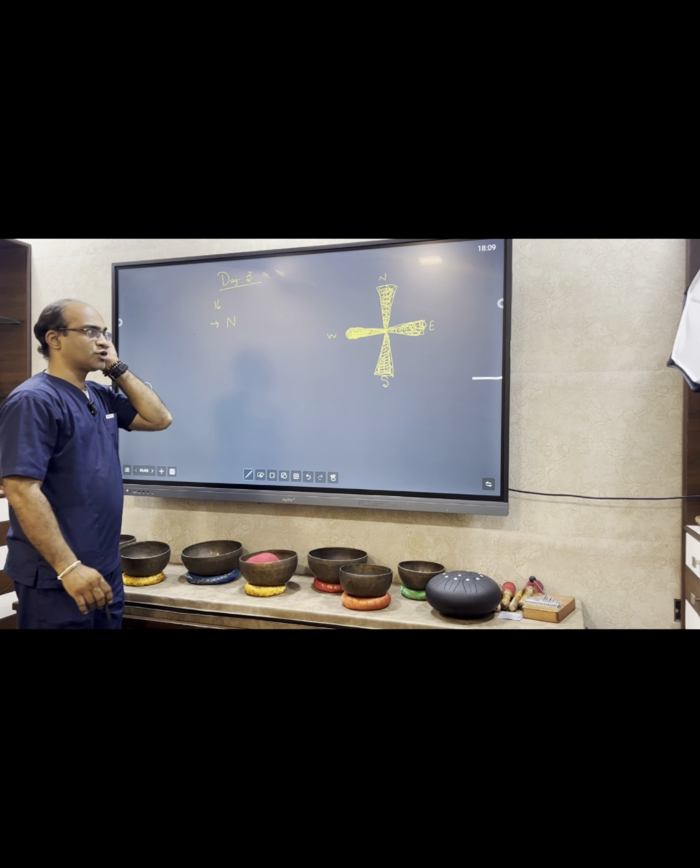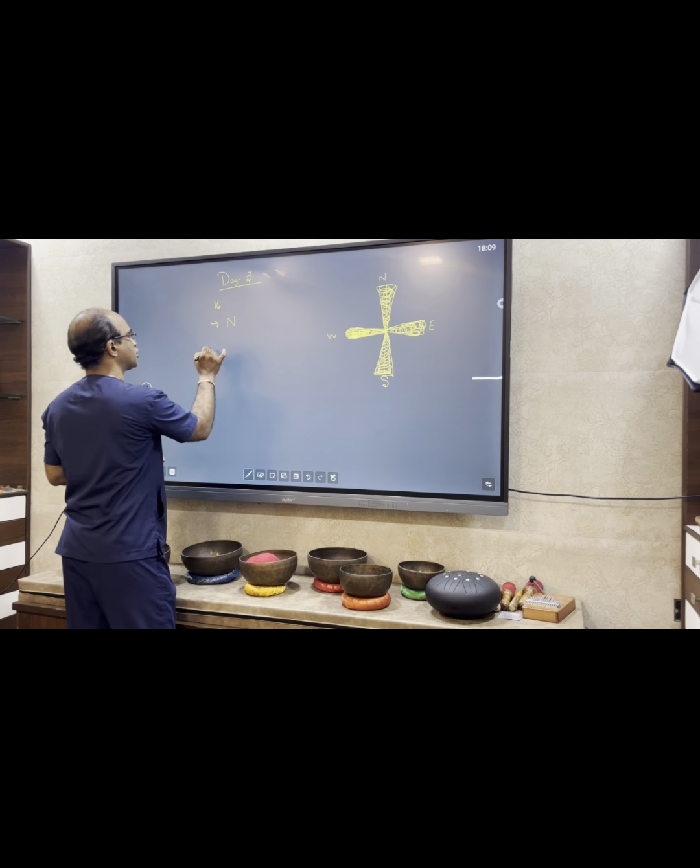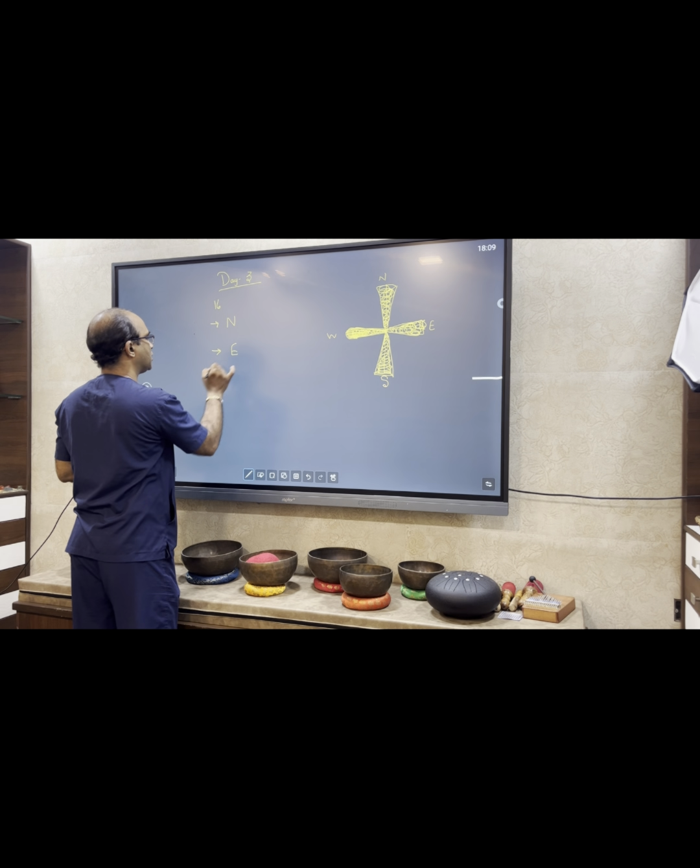So up to here, 4 zones are done. The first 4 zones we are going to say is north, east, south, west. Okay, 16 zones, 16 attributes.